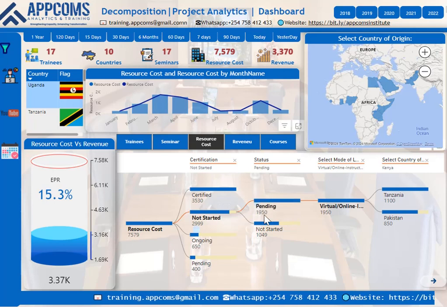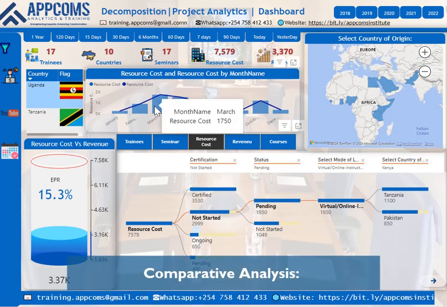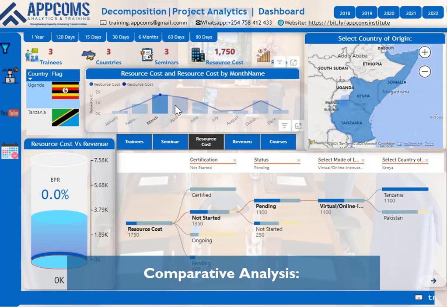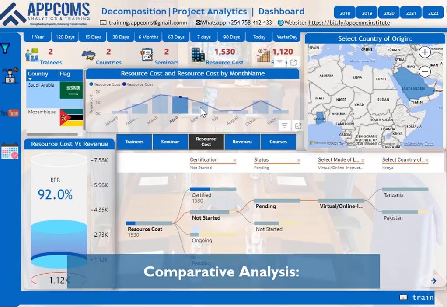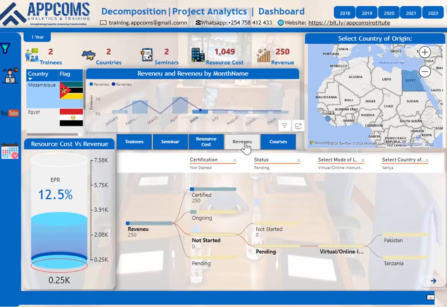4. Comparative analysis. You can use decomposition visuals to compare different segments or categories side by side. This allows you to identify disparities in performance and understand what drives success or failure across different groups. For example, you can compare sales performance across different product categories to determine which ones are the most profitable.